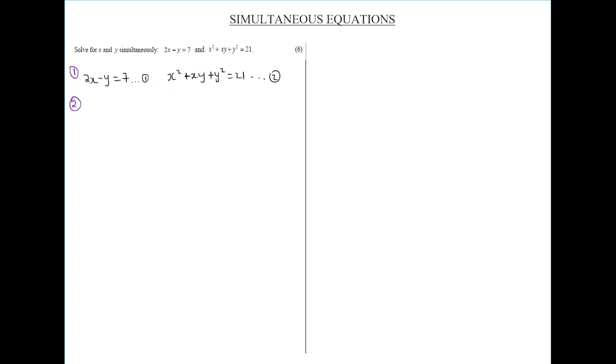Now here I can see equation 1, it's easy. So now I'm going to take equation 1, that's 2x minus y equals 7, and I'm going to make y the subject of the formula. So how do I do that?